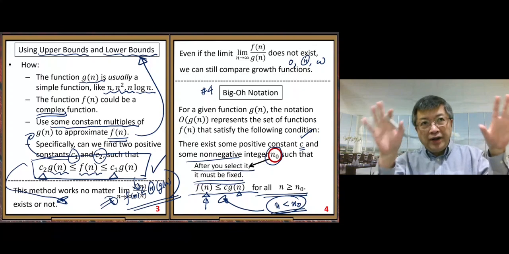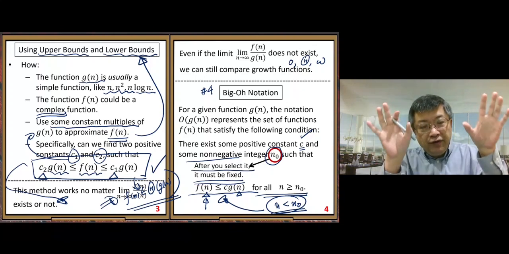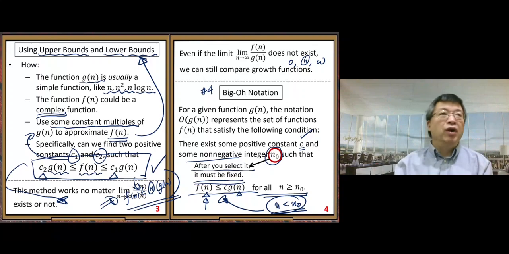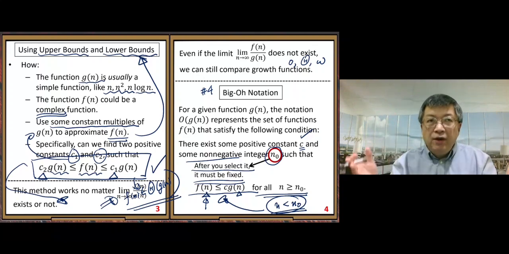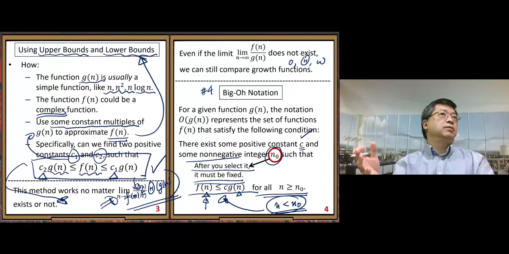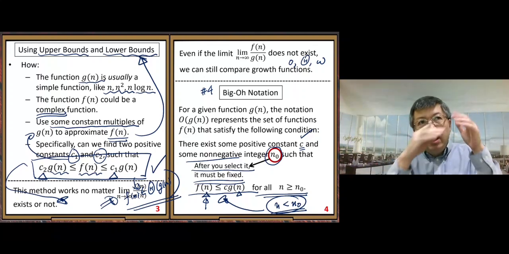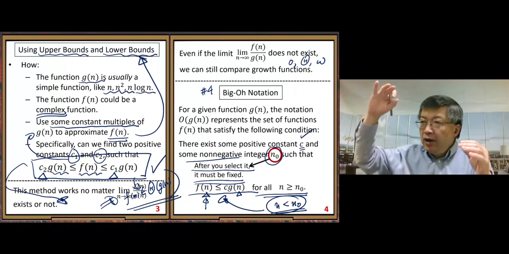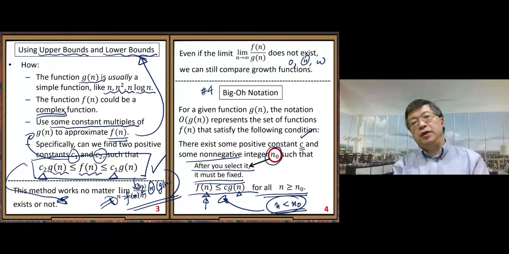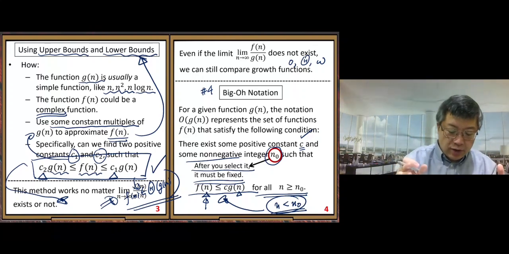All right, so let me finish this video here. In my next video, I want to give you a graphical explanation of the asymptotic notations, so we have a visual understanding of them. All right, let's stop here.